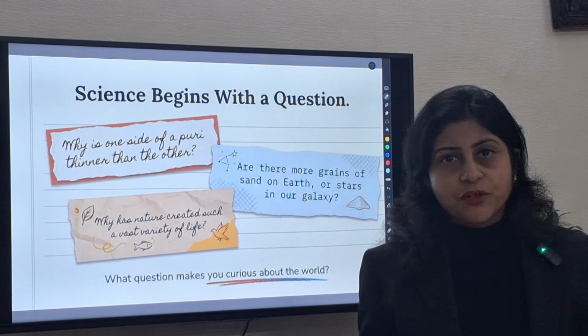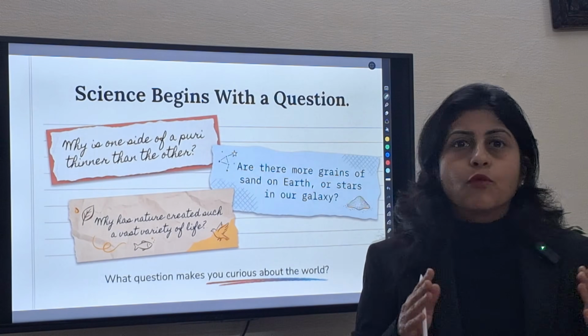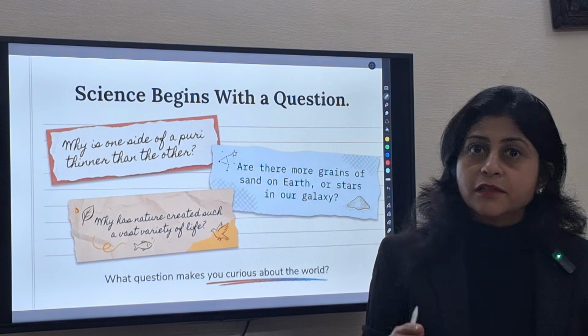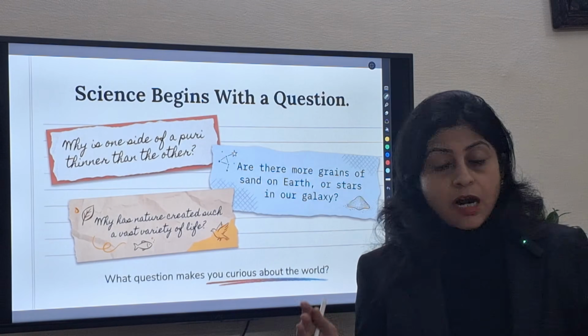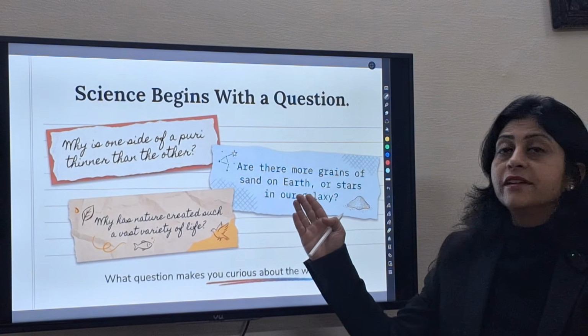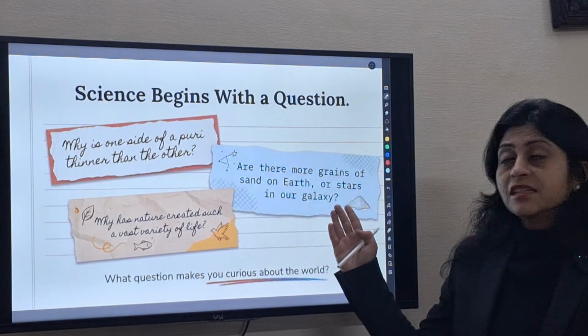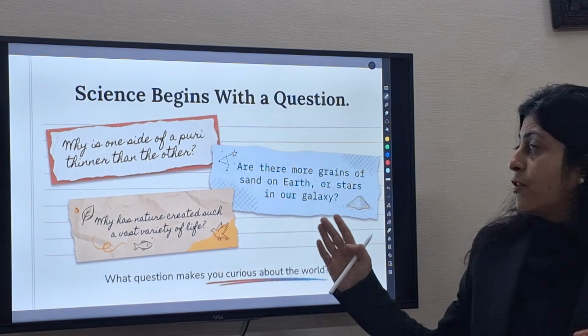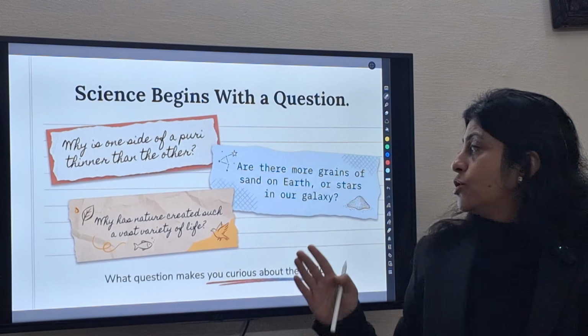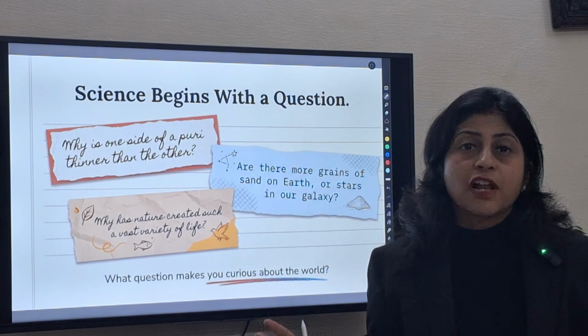Science begins with a question. Have you ever thought, why is one side of a puri thinner than the other? Or are there more grains of sand on Earth or stars in our galaxy? Or why has nature created such a vast variety of life?